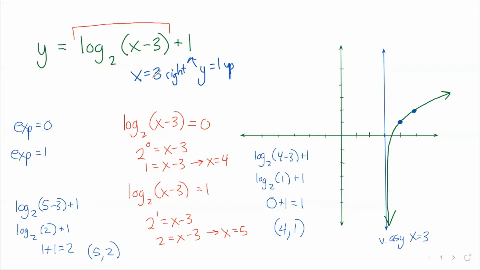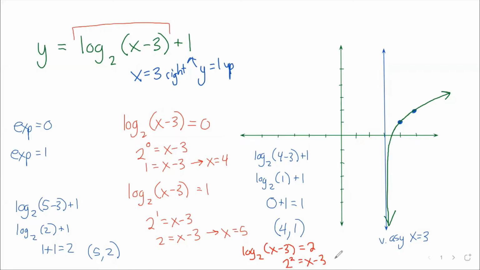And if you wanted a third point, just to make sure, so we had log base 2 of x minus 3 equals 0, equals 1. Another point we could put in would be log base 2 of x minus 3 equals 2. Okay, so that would be 2 squared. So I'll just put this in exponential format.